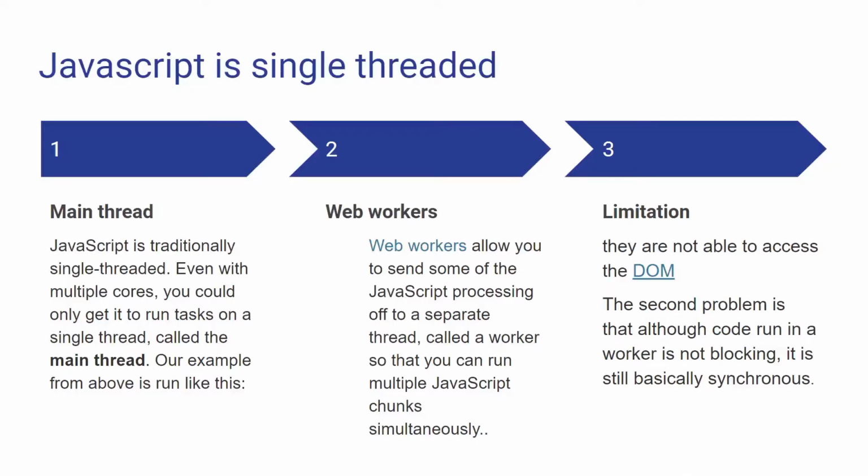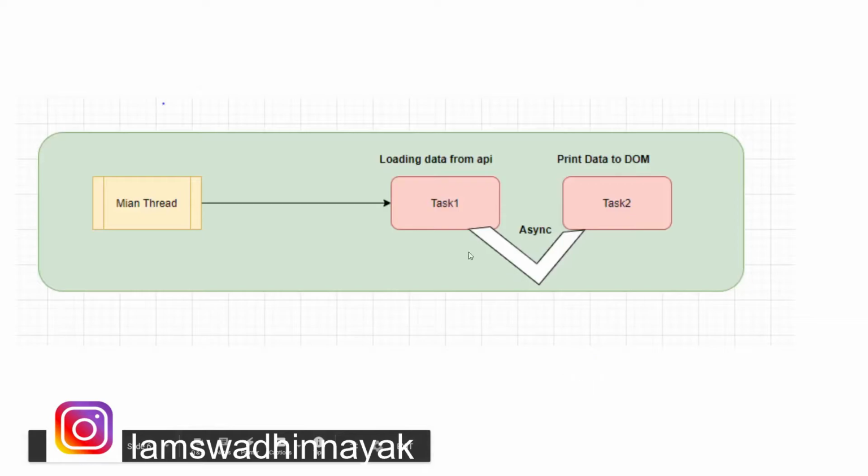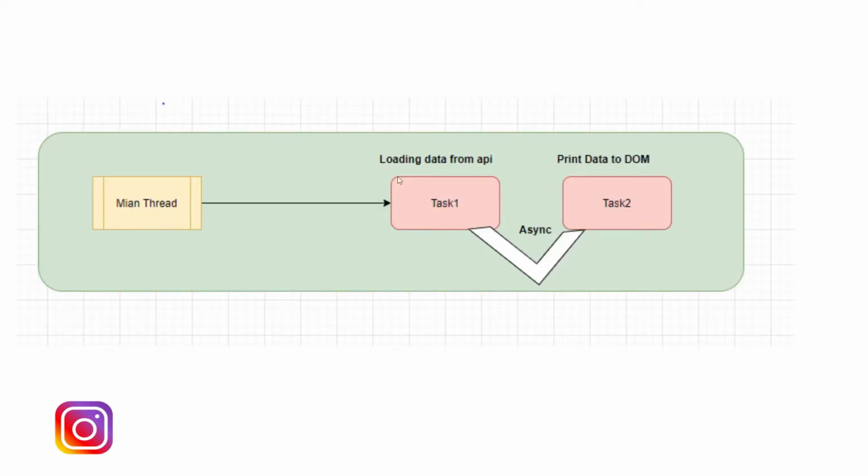To solve this issue, we can use asynchronous code to do our job. What do you mean by that? Suppose we have two tasks to do by the main thread. The first task is loading data from an API, and that takes around 5 minutes to load. The second task is, once we get that data from the API, I need to print it to the DOM. So the second task is dependent on task 1.